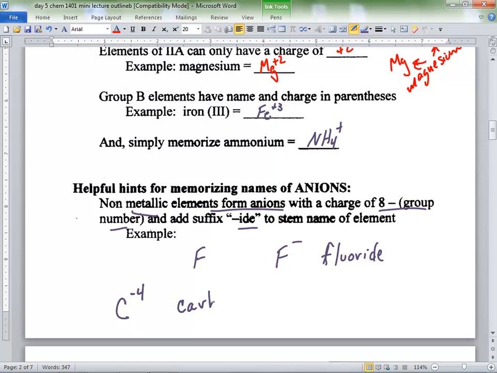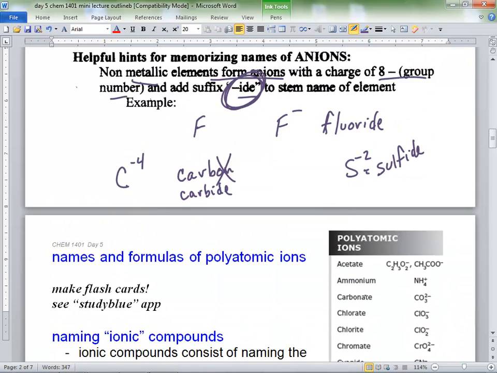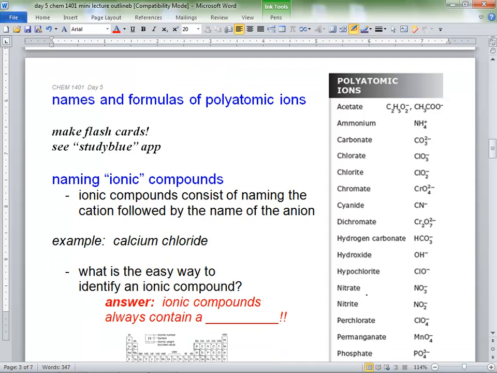And you don't call it carbon, you call it carbide, right? That -ide you have to add to the end. Carbide. What would S-2 be called? Sulfide. Okay, that's the game we're playing. So that takes care of a lot of ions, but there's some left.